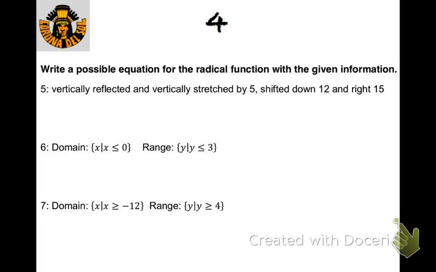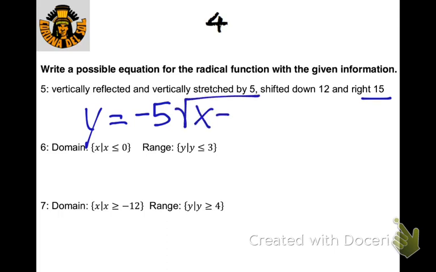All right, so let's write some equations real quick here. So we got y equals, it's been vertically reflected, so it's going to have a negative sign out in front. It's been vertically stretched, so it's going to have a 5. It's been shifted to the right, so that would be under the radical there, so that would be minus 15. And then it's been shifted down, so that would be minus 12 at the end.